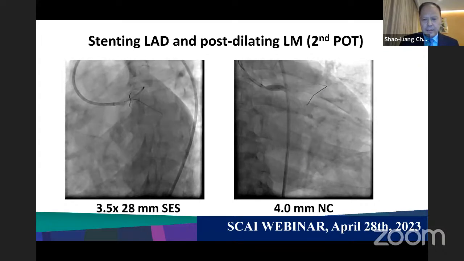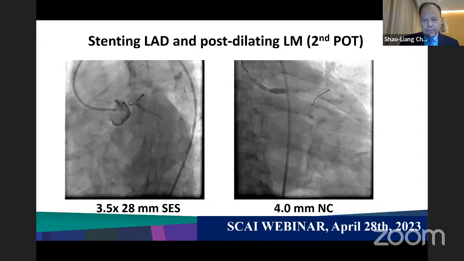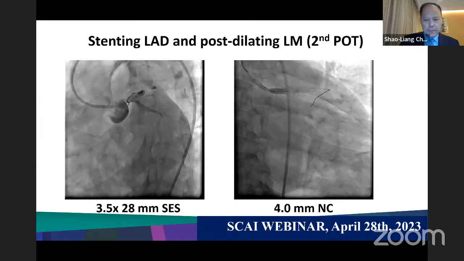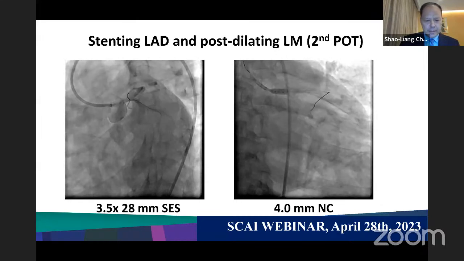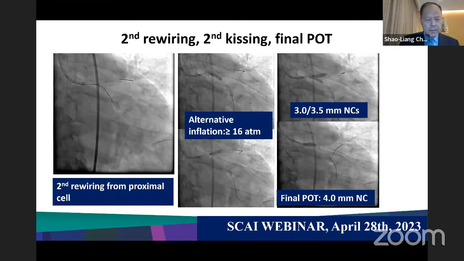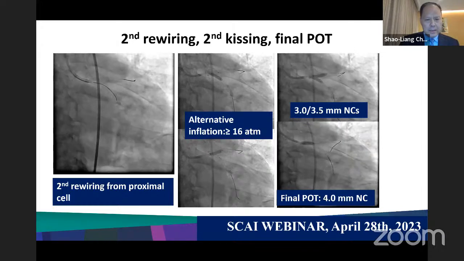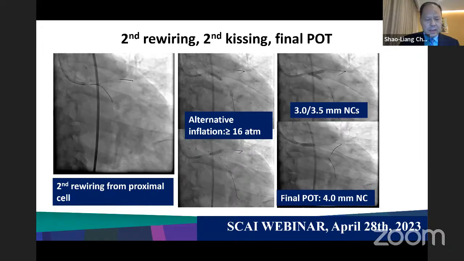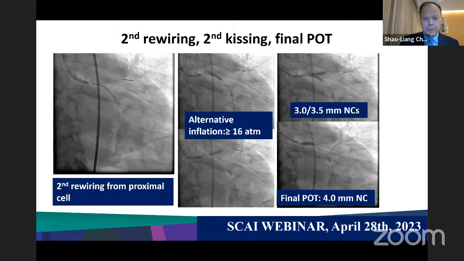Immediately after stenting the LAD to the left main, we use a non-compliant balloon to post-dilate. This is the second POT to make sure of full expansion of the left main stent. After the second POT, we need to rewire the LCX again. Personally, I prefer to use the BMW wire to rewire the LCX. And also from the left epicaudal image, you can clearly see whether the LCX wire accesses the LCX from the proximal or middle cell.